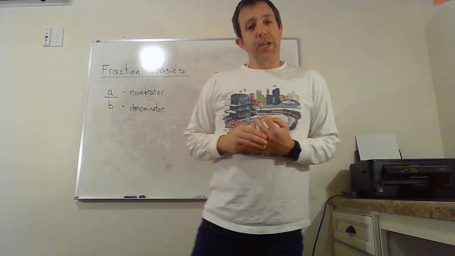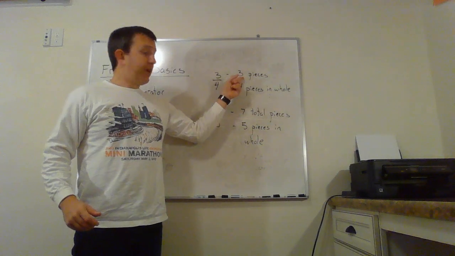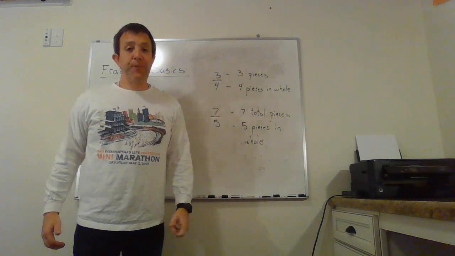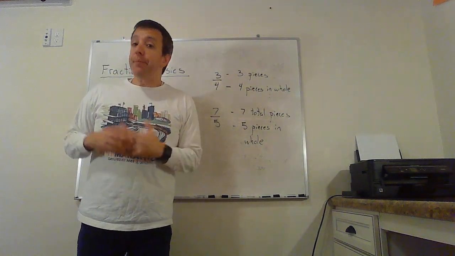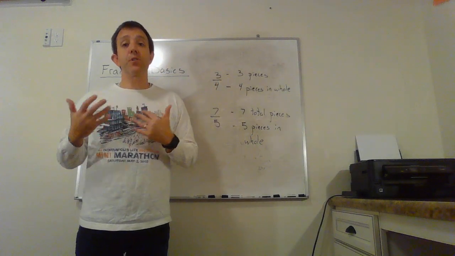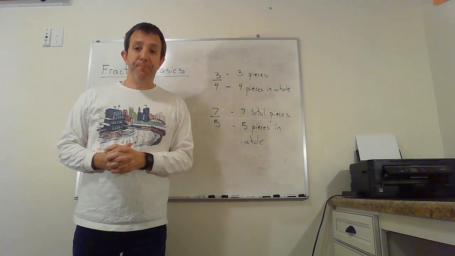All right, so let's take a look at a couple of fractions. So here I have 3/4. Here we have 3 pieces that we're working with, and there are 4 pieces in a whole. Now, 3/4 is what's known as a proper fraction, because the numerator, the 3, the number on the top, is smaller than the 4, the denominator, the number on the bottom.